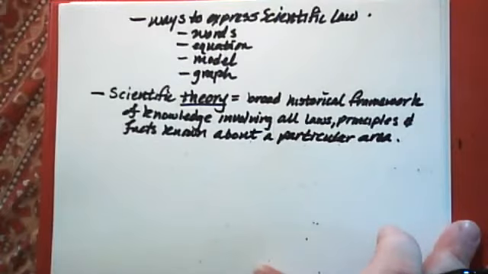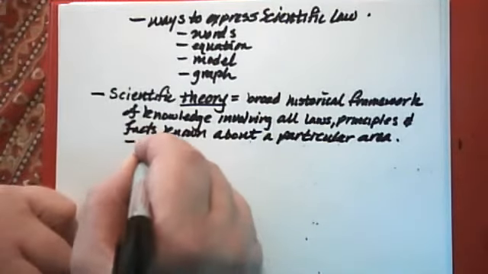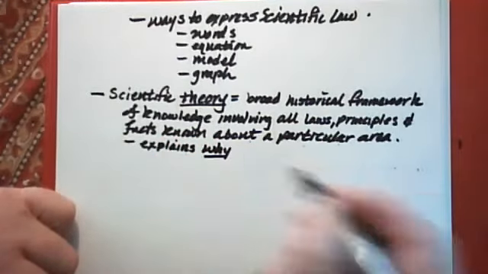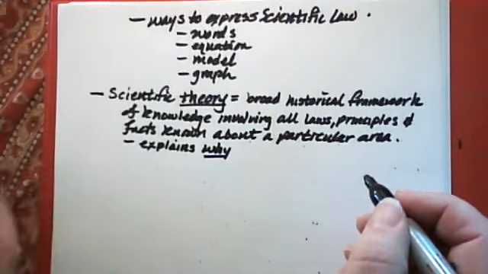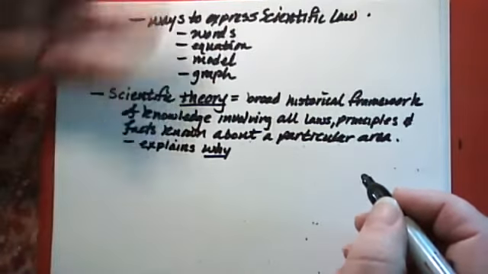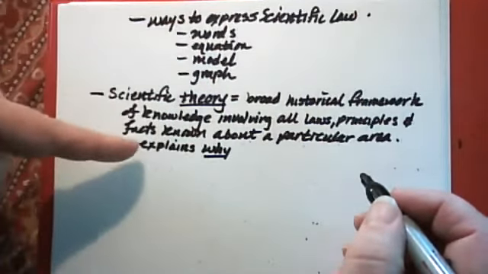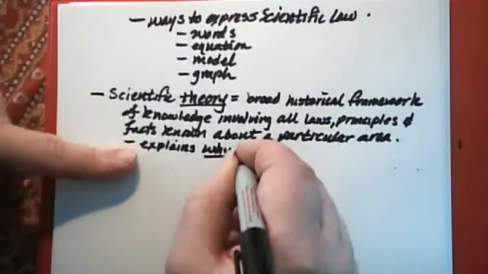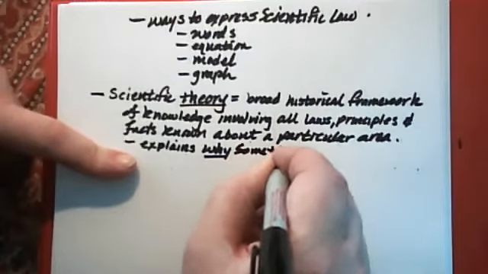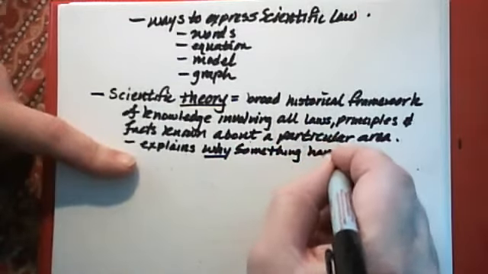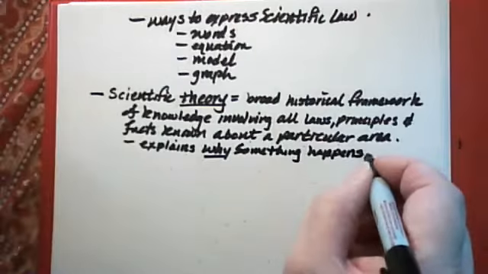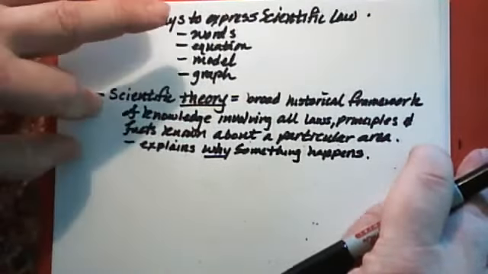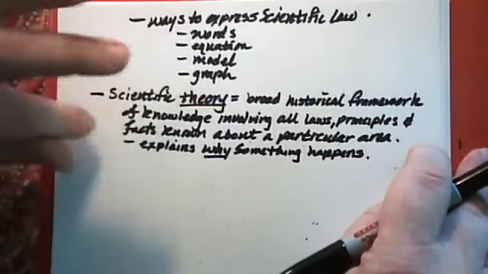Okay, and a scientific theory is different from a law in that theories are larger and more complicated than laws, but also theories explain why something happens, not just what happens. So a law describes what happens, but it doesn't explain why. A theory explains not only what happens, but it also explains why.